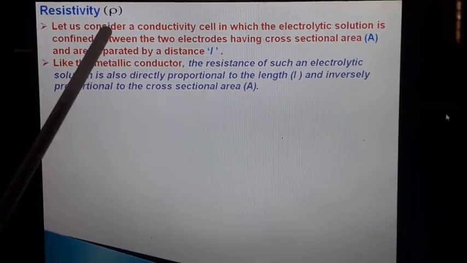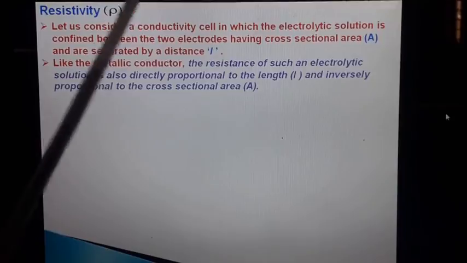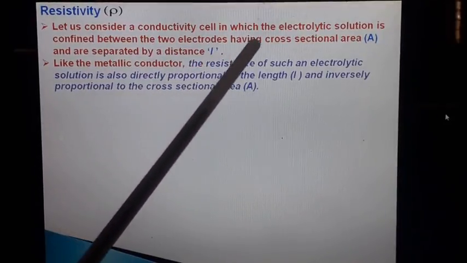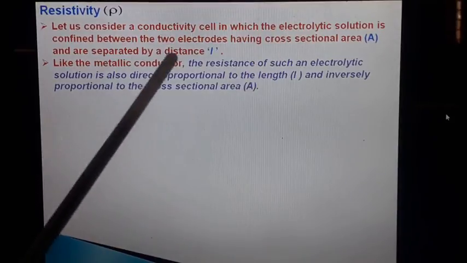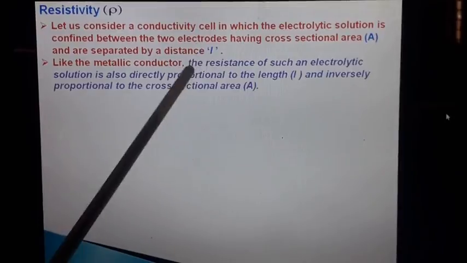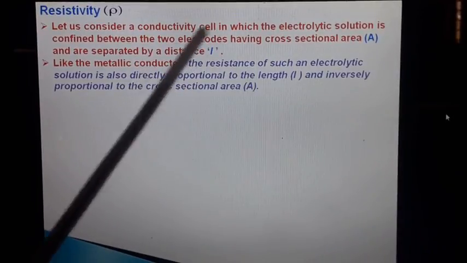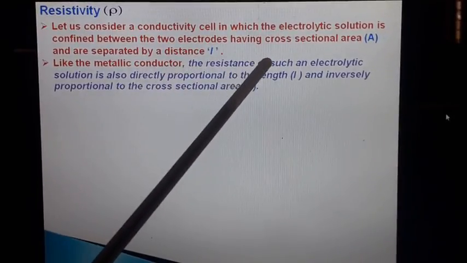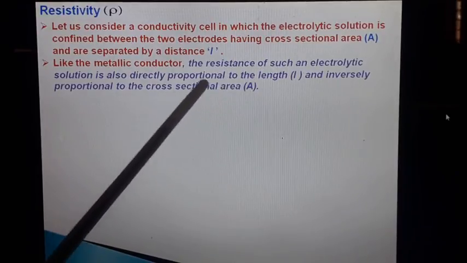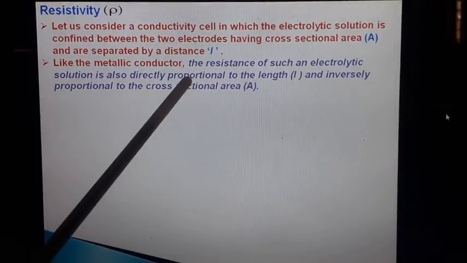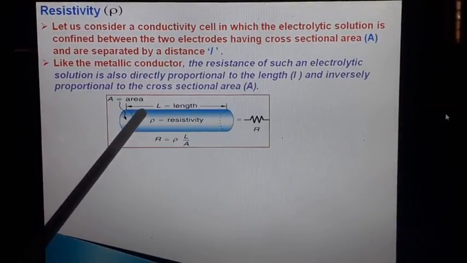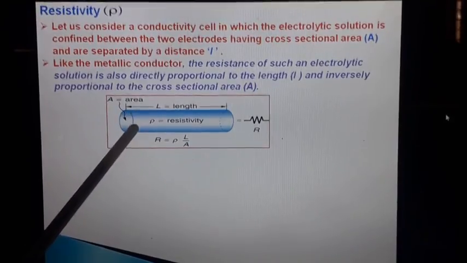Like a metallic conductor, the resistance of an electrolytic solution is also directly proportional to length and inversely proportional to cross-sectional area. This is a very, very important relationship: directly proportional to the length and inversely proportional to the cross-sectional area of the electrode. This is the basic concept.